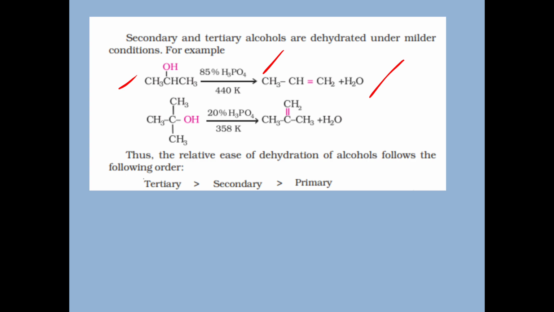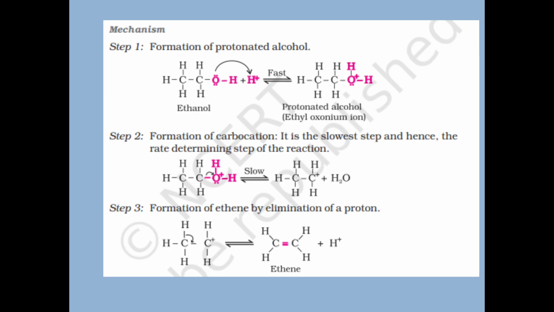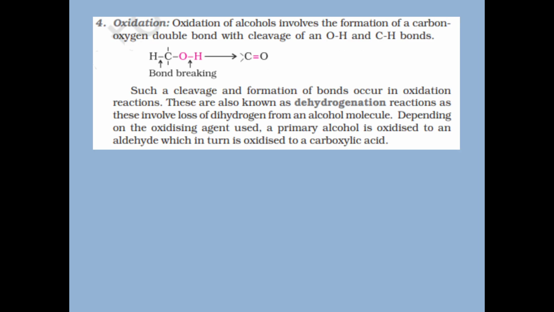The relative ease of dehydration of the alcohols is as follows: tertiary greater than secondary greater than primary. This is the mechanism. At first protonated alcohol is formed, and from this protonated alcohol dehydration occurs and the formation of the stable carbocation occurs. Then from the stable carbocation, release of one proton generates the alkene. So the more substituted alkene will be the major product.